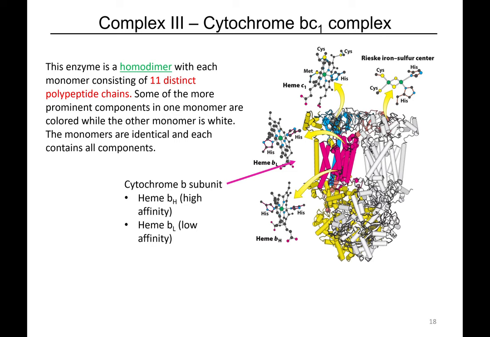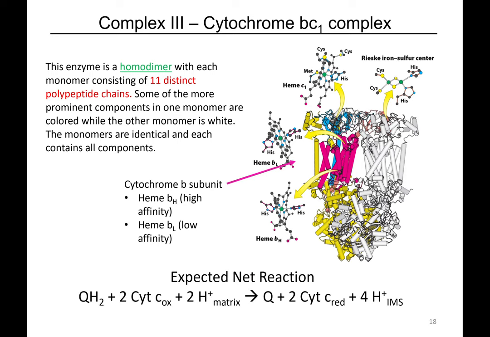Okay? The overall net reaction is 2 electrons come in the form of reduced coenzyme Q. We're passing these electrons to cytochrome C, which is a single electron carrier. So we need 2 of these. 2 electrons from coenzyme Q, we give 1 electron each to 2 distinct cytochrome C proteins. We end up with an oxidized coenzyme Q and 2 reduced cytochrome Cs.